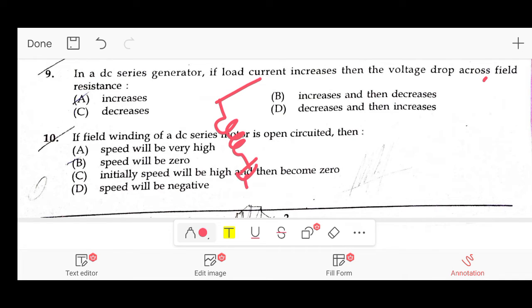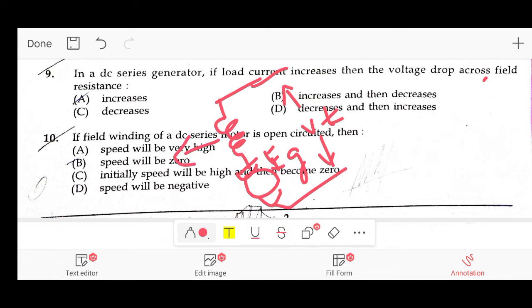If you see a series generator, this is the armature and this is the VT. This is the output we take. Here we generate EG, meaning generated EMF. This is the series field winding. Whatever voltage is generated should go through the series field winding. The series field winding has some resistance, so some drop will be there.